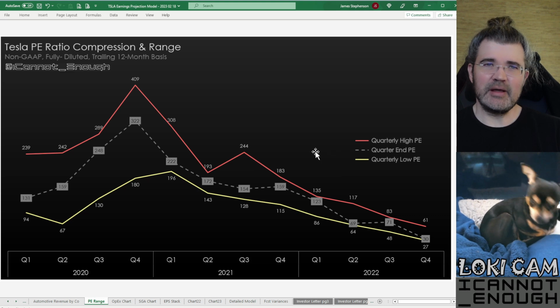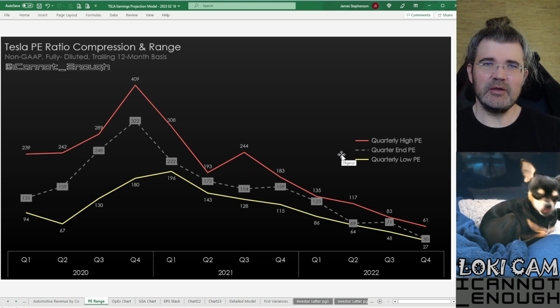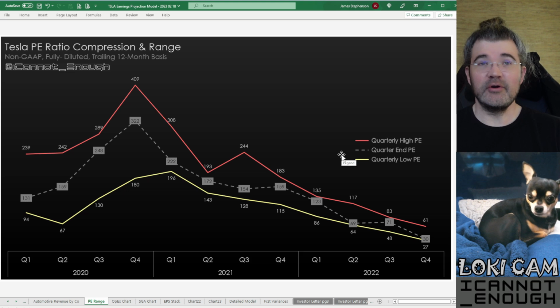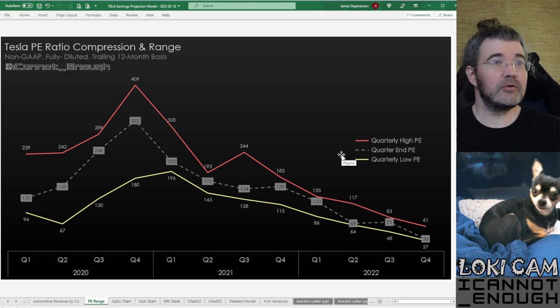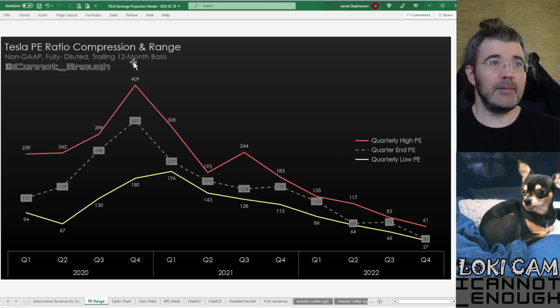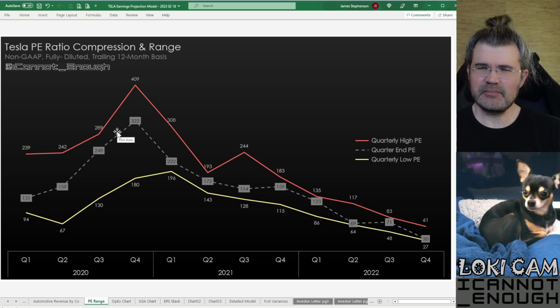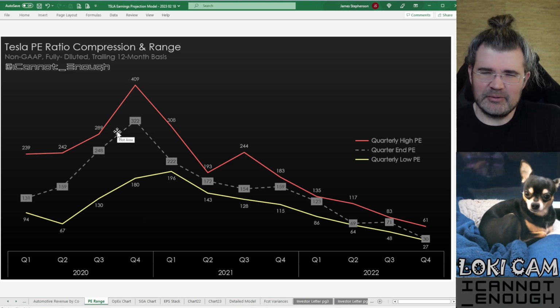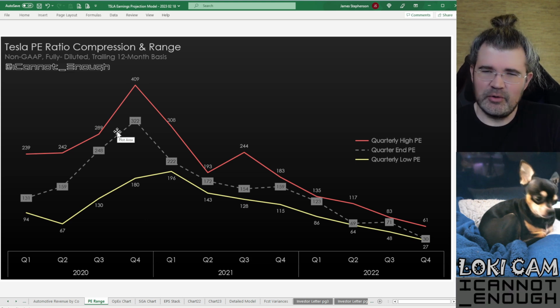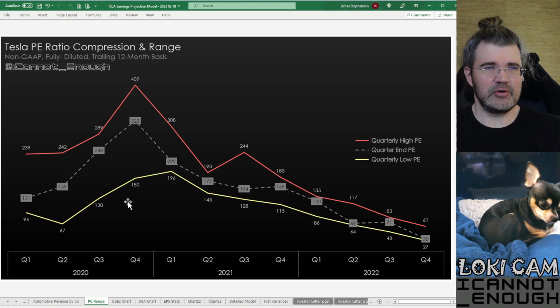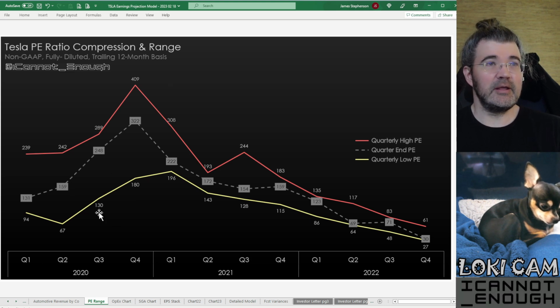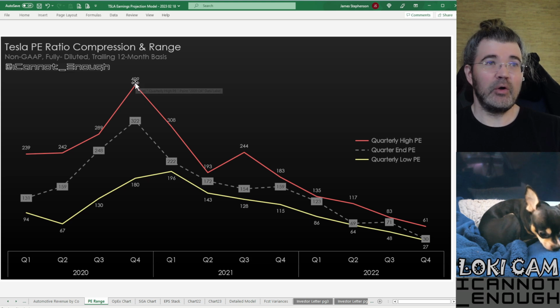Then there's a dashed line here. What's it doing? It's giving you whatever was the quarter end PE ratio. So you got the maximum, you got the minimum, and then you got where the quarter ended. So the maximum may have been like a one-day only thing, or the low could have been. So you got three different measures of the trend here, and for each of these, every day was within the bounds of this high and low during that quarter.